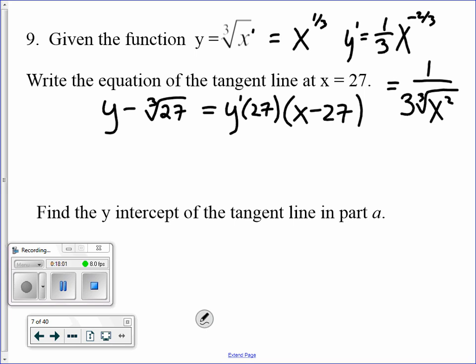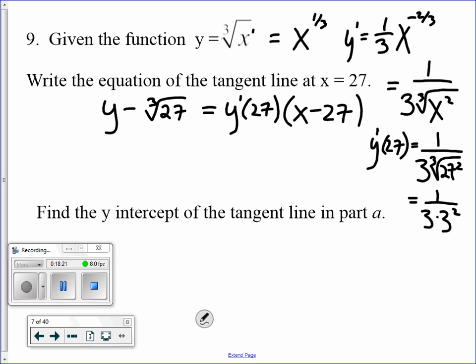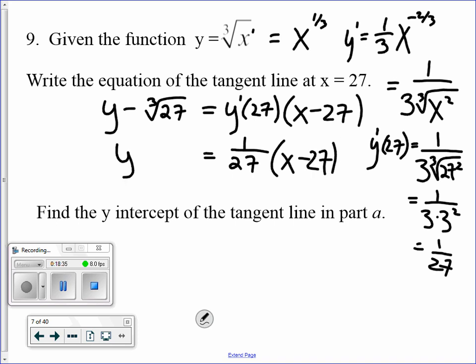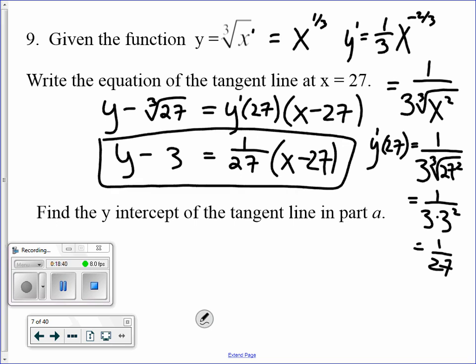So now we can plug in the 27. So y prime of 27 is going to equal 1/3 times the cube root of 27 squared. So 1/3 times the cube root of 27, which is 3, and then we got to square it. So we get 1/27. Oh, actually, we should say what the cube root of 27 is, and that is 3. So this then is the equation of the tangent line.